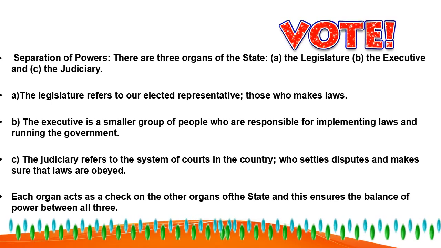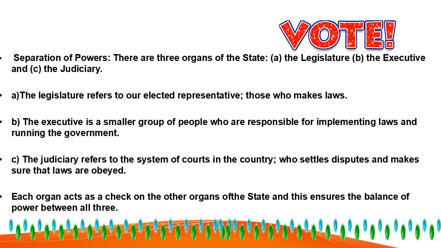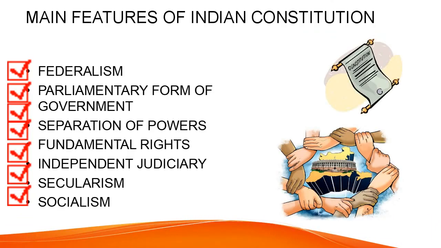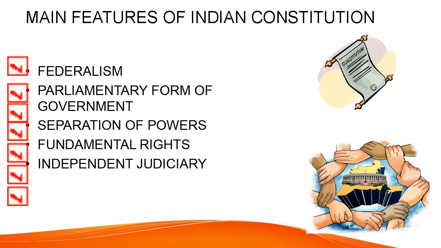The judiciary is, of course, the system of courts in the country, and it is the judiciary which settles disputes and makes sure that the laws are obeyed, and all these laws made by the executive and the legislature are in accordance with the constitution of the country. Each organ acts as a check on the other organs of the state, and this ensures that the balance of power between the three is all right.